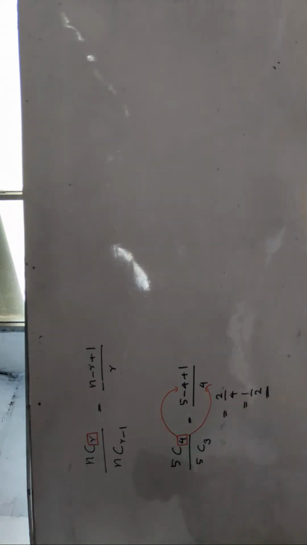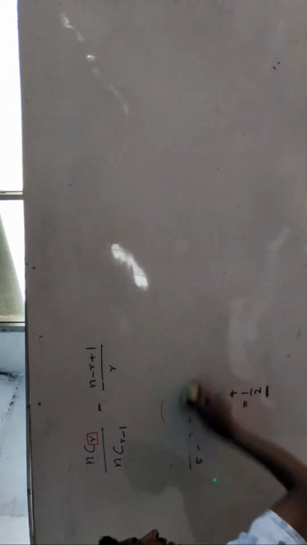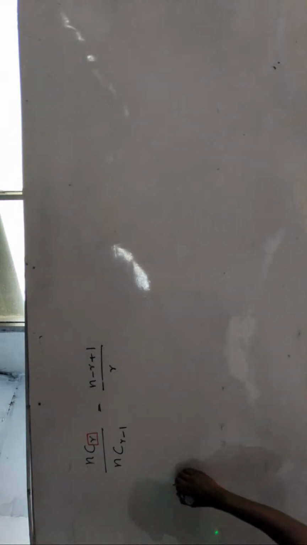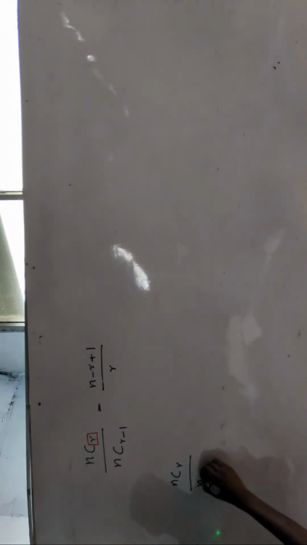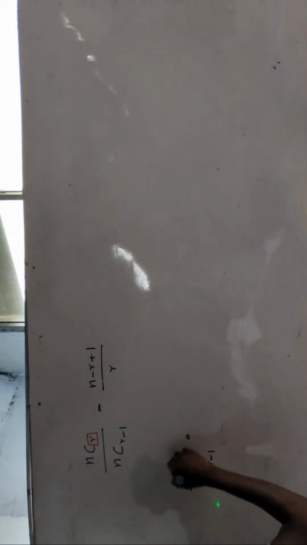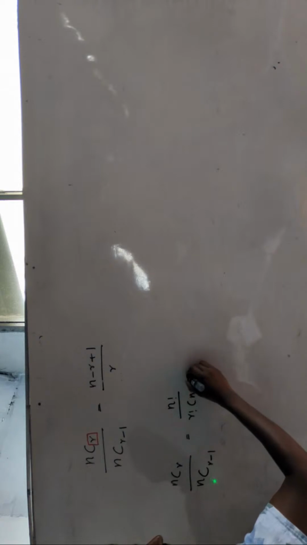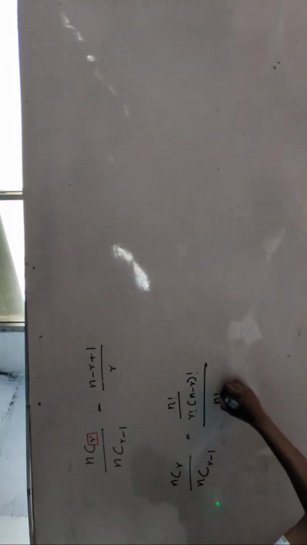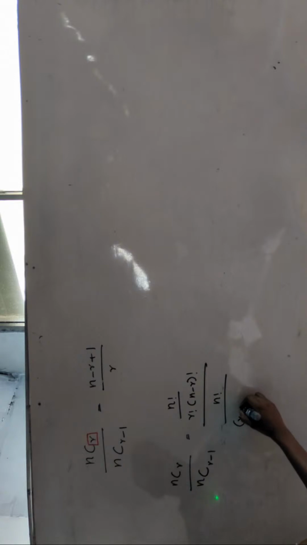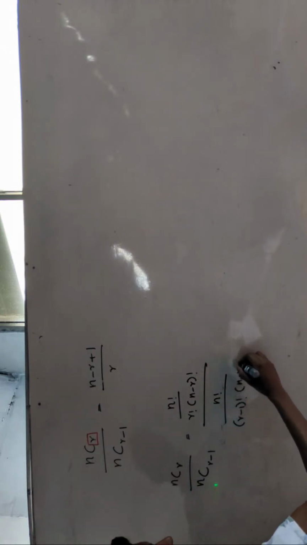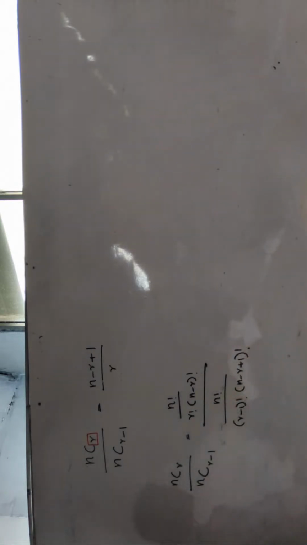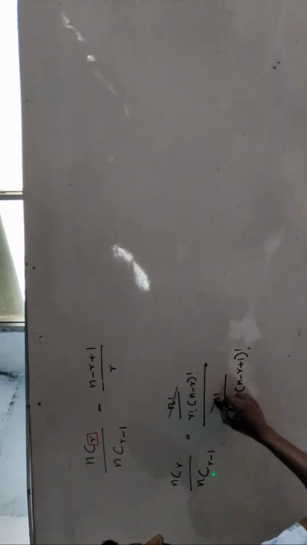Now let's prove this one today. So I'm going to prove the theorem now. This is the proof of this last property of nCr notation. So nCr over nCr minus 1. nCr means n factorial over r factorial (n minus r) factorial, over n factorial over (r minus 1) factorial (n minus r plus 1) factorial. Then cancel out these two, factorial n and factorial n.